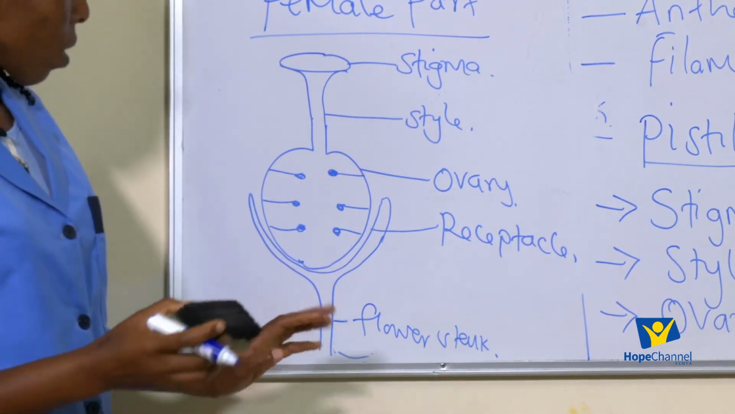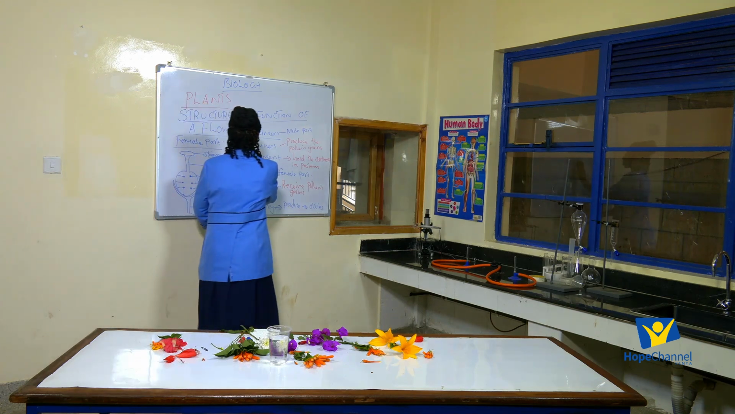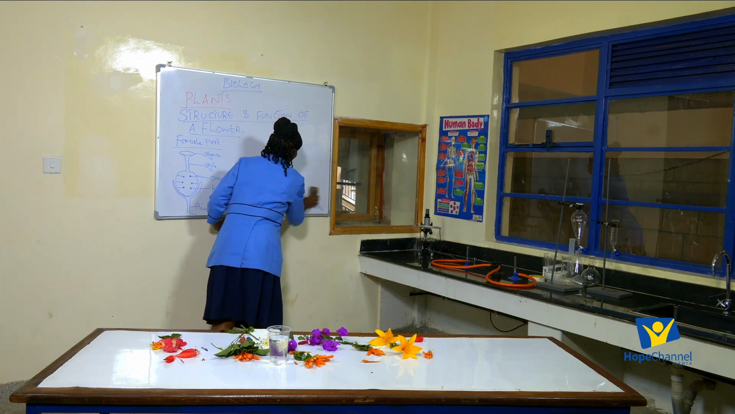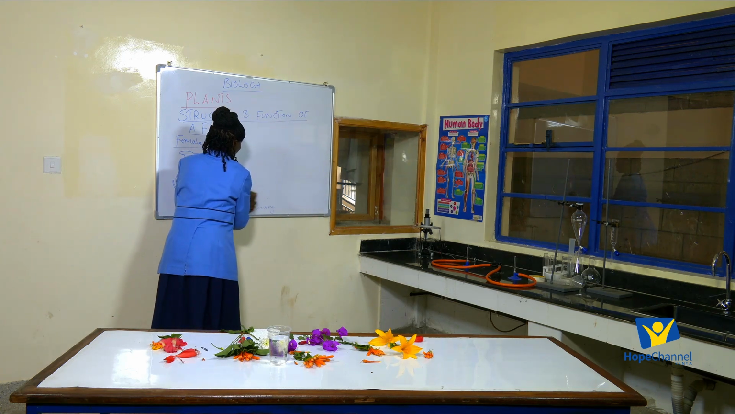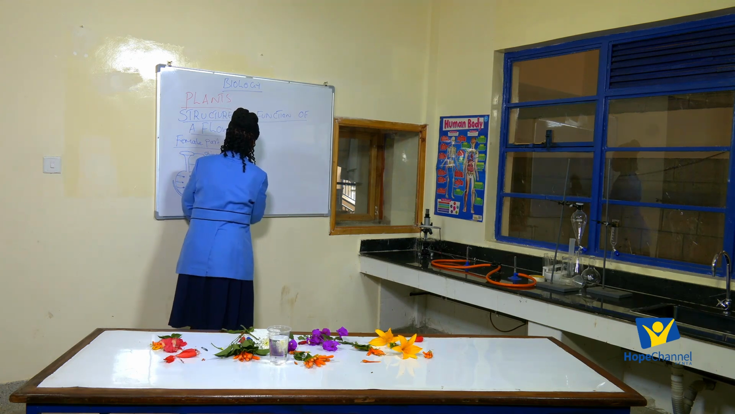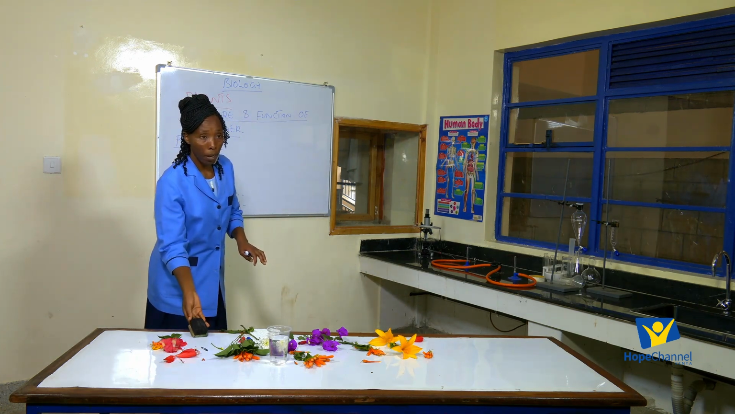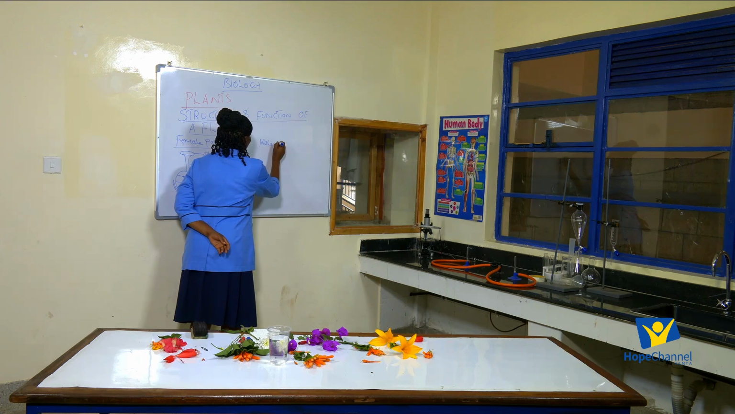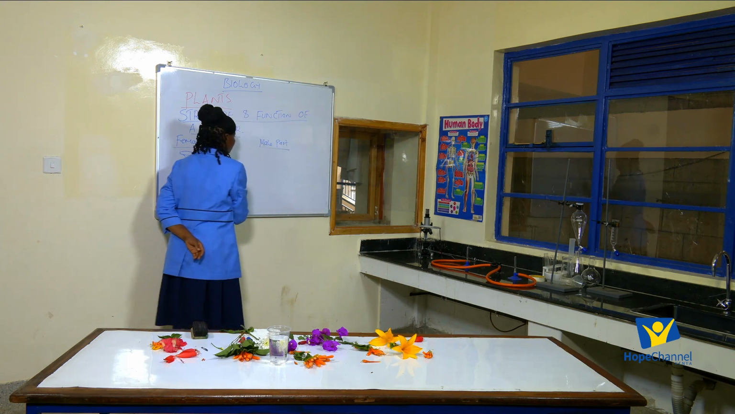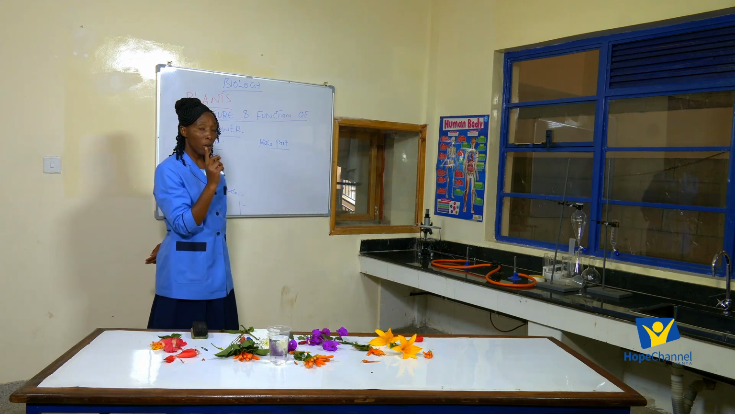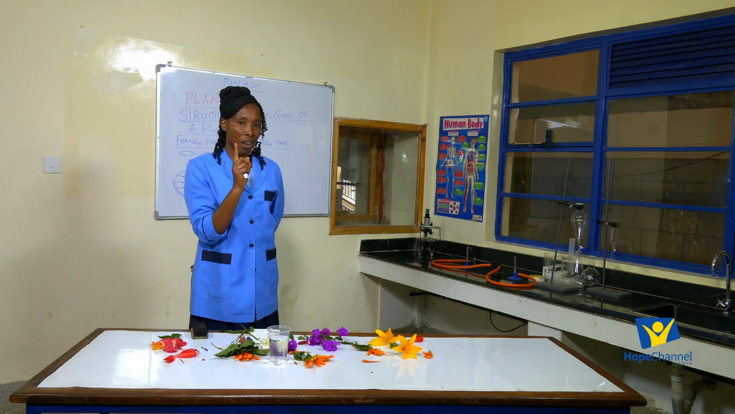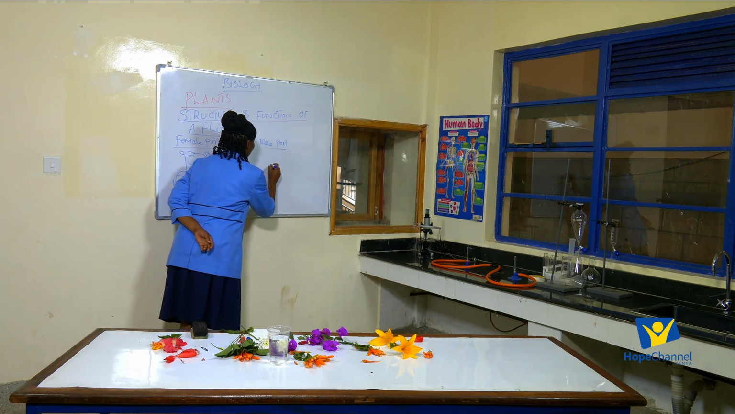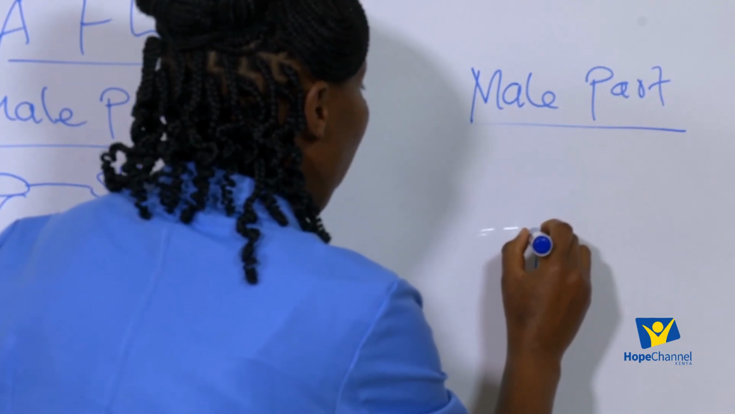If I was to draw the female part of the flower, remember I'm doing a sketch, and being a student, I know you can do a good diagram. Then now we have the male part. If I was to draw the male part of a flower, remember we said the male part consists of the anthers and the filament. So I can just draw.